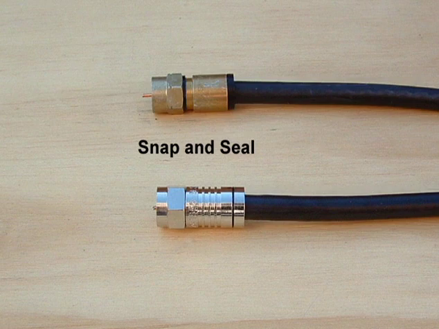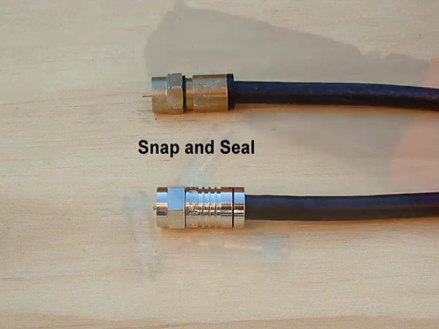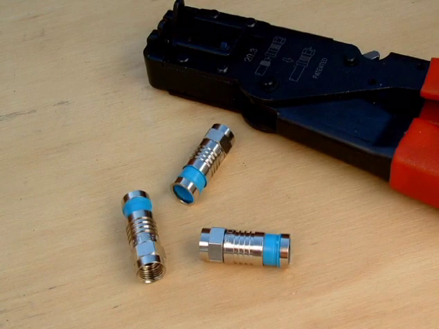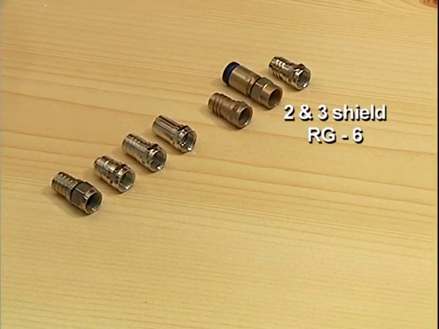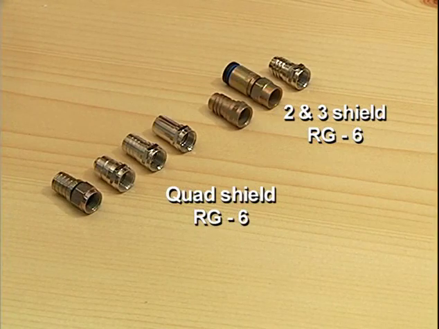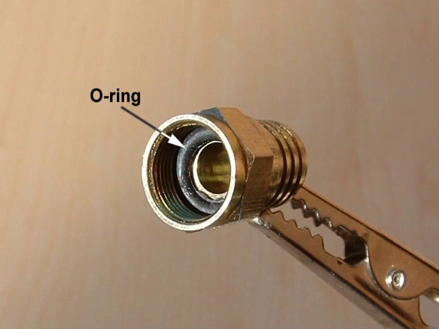The most common two-piece is the snap and seal connector, applied with a special tool. Newer versions of this connector have the plastic sealing ring already in position on the barrel. F connectors are available for 2 and 3 shield RG6 and for quad shield RG6. Make sure you use weather-resistant F connectors outside.